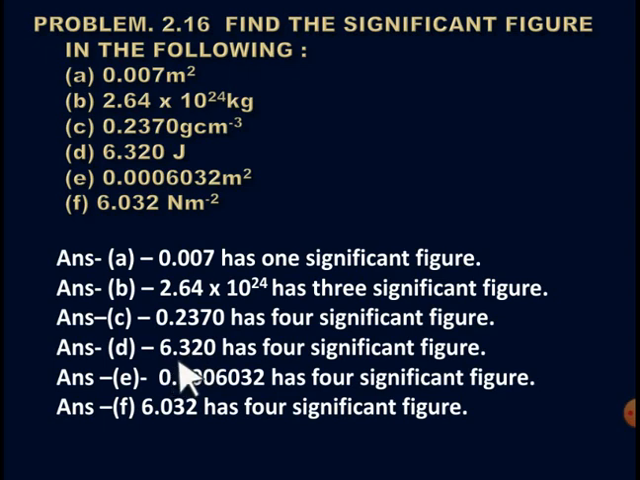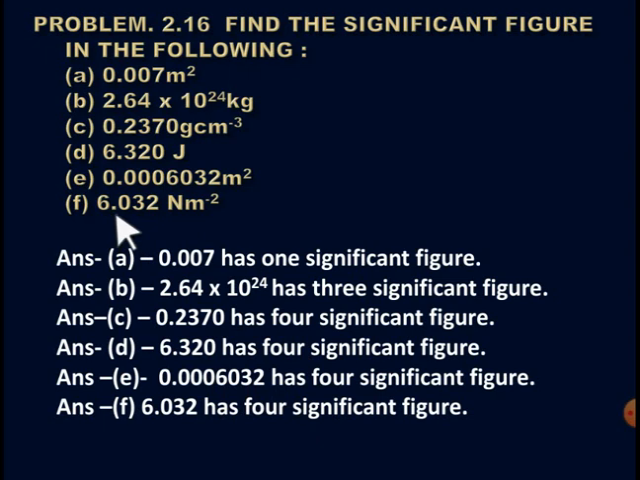So this 6.320 is having 4 significant figures. Now what about the number E, 0.00636032? As it is said in the first one, all zeros coming to the right of the decimal point and left of a non-zero digit will be insignificant. These 3 zeros will be insignificant, so it will have 1 2 3 4, 4 significant figures.